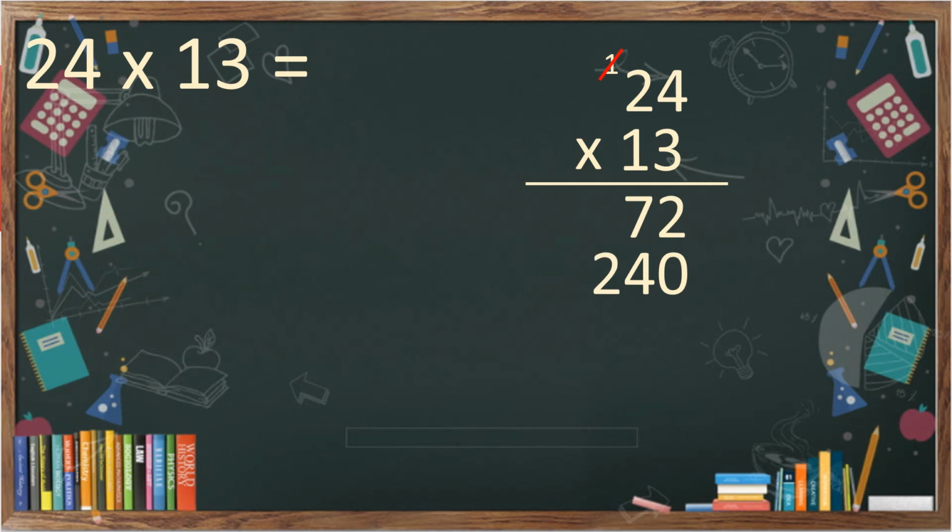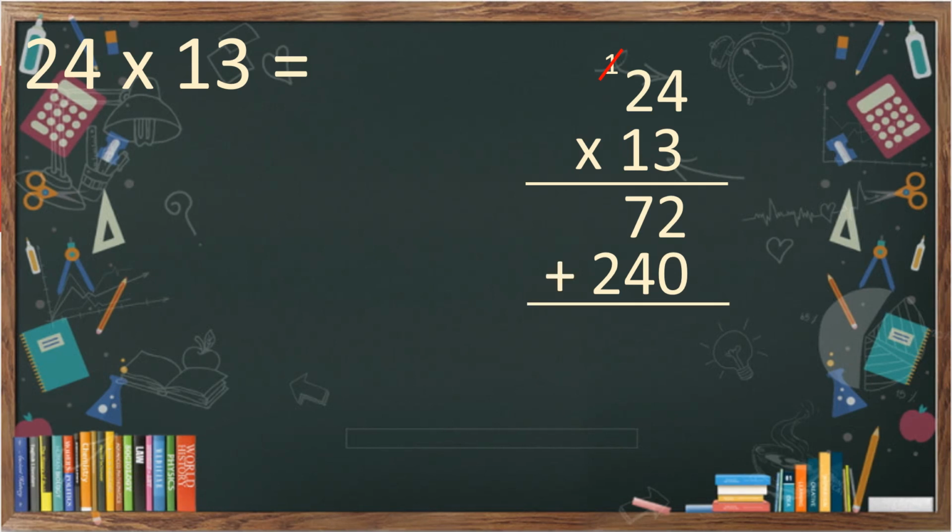Then we would add 72 with 240. When we add 2 with 0, we get 2. When we add 7 with 4, we get 11. So we would put 1 in the column and the other one underneath the column. Next we would add the 2 with the remaining 1. That would give us 3. And we will put the 3 in the column. Now we know that 24 times 13 is 312.